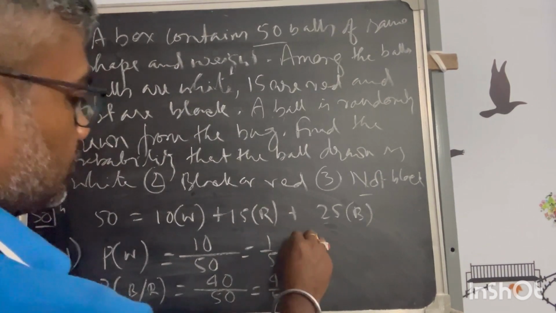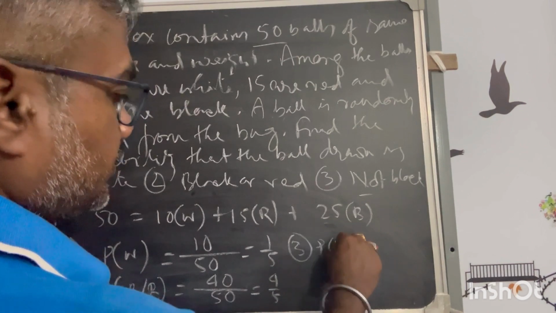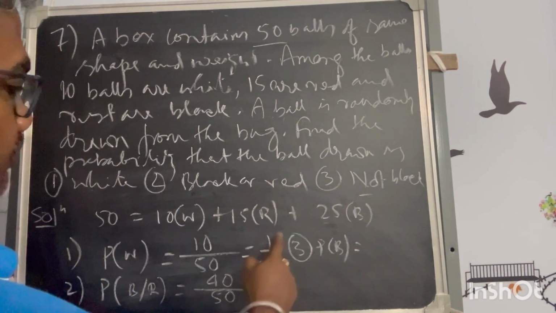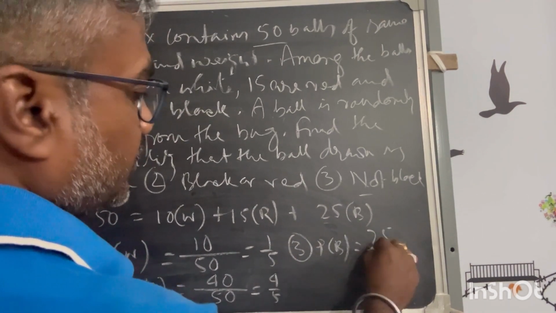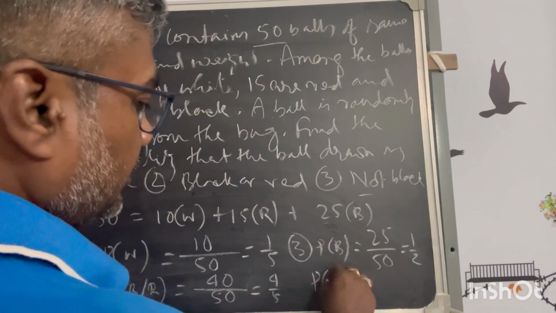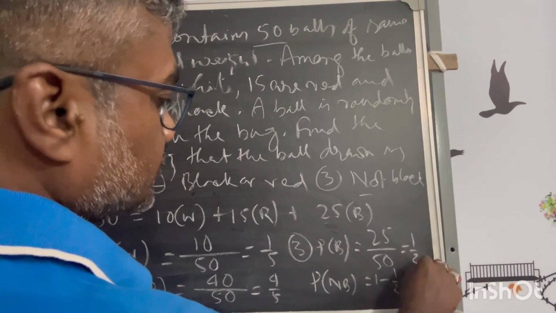What is your third result? Probability of happening is how much? Black is 25, so the probability of happening is 25 out of 50. So this is half. So the probability of not happening is 1 minus half, which is equal to half.